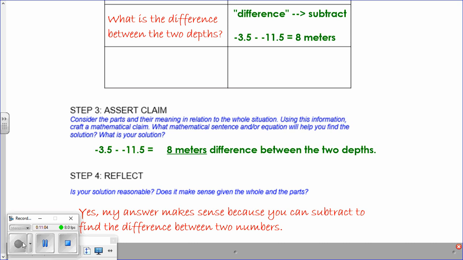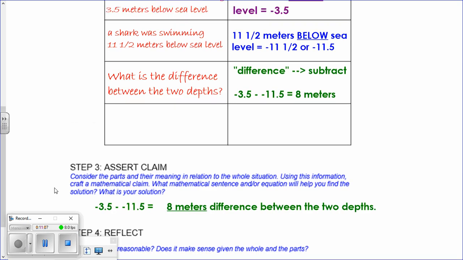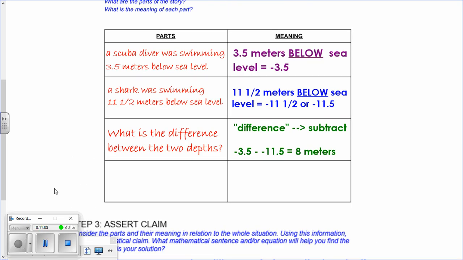All right, thanks for watching this video. I hope that you found this strategy of part meaning to be helpful. So when you tackle a word problem on your own, just break it down one part at a time and try to figure out what each part means before you solve.